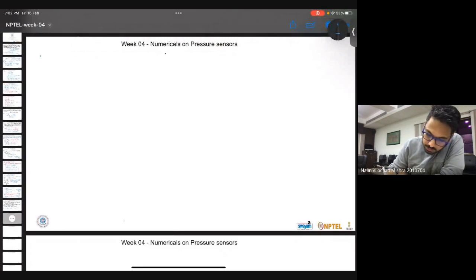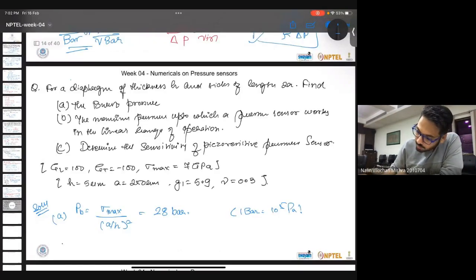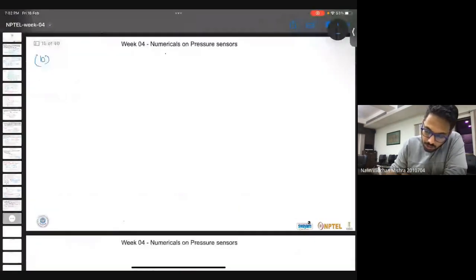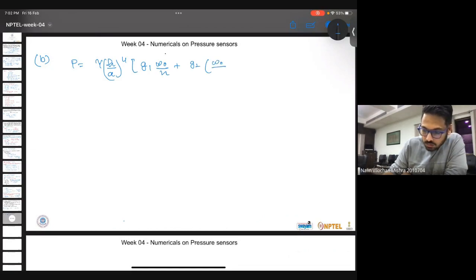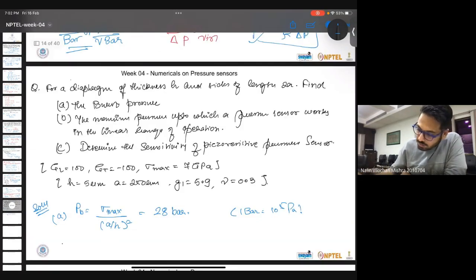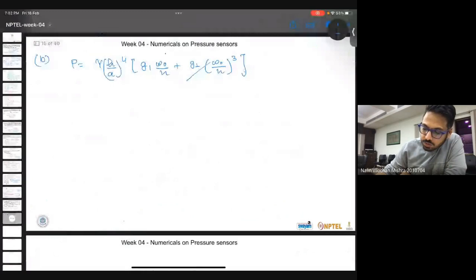Part B is the maximum pressure up to which a pressure sensor works. Okay, so the pressure can be written as E is equals to Y H by A to the power 4 G1 omega naught H plus G2 omega naught by H to the power 3. But in the question, it is asked only in the linear range of operation. Hence, this part is gone. We can ignore this non-linear term.